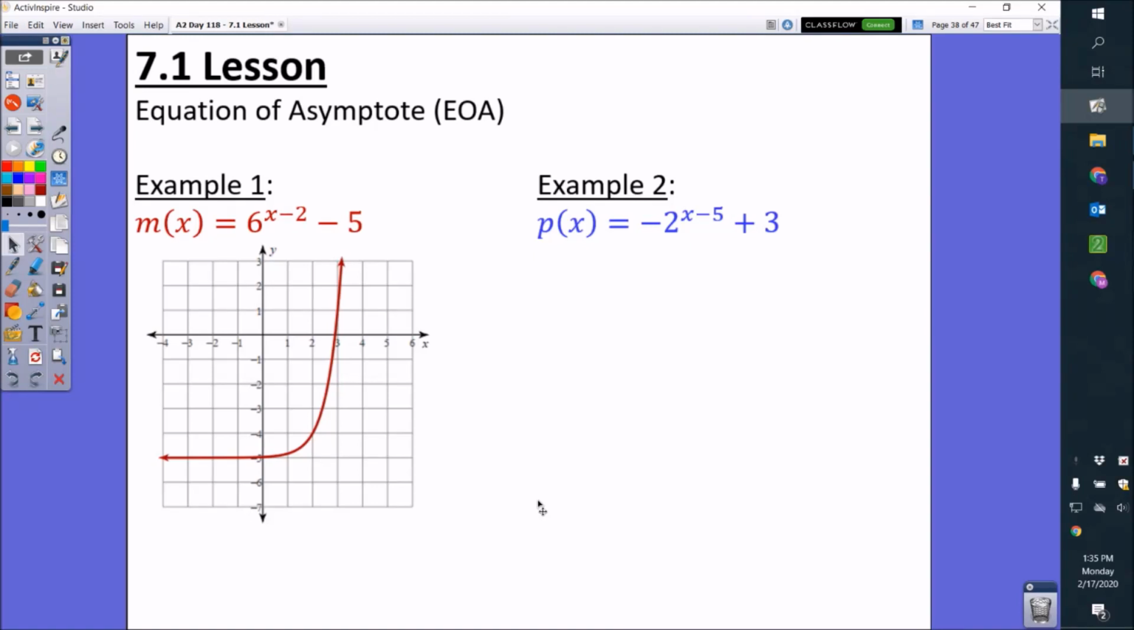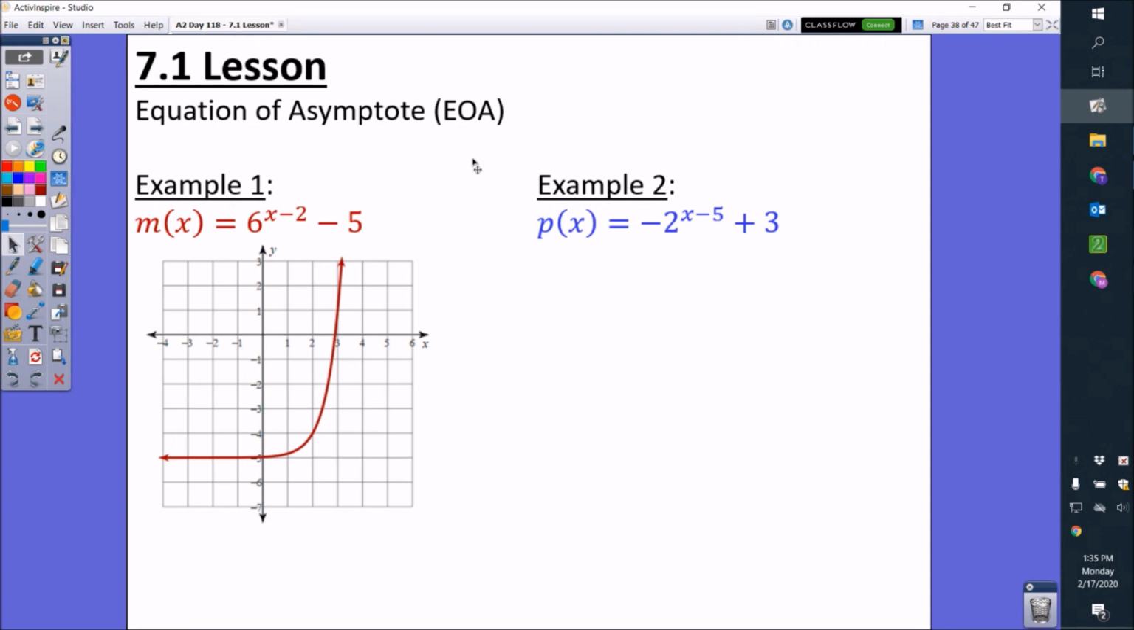In this section, we're going to go over equation of asymptote. Now, I abbreviate it as EOA, so that way you don't have to write out equation of asymptote. Just simply write EOA if you were to do problems for my class. So keep it short as EOA. So let's take a look at example 1.